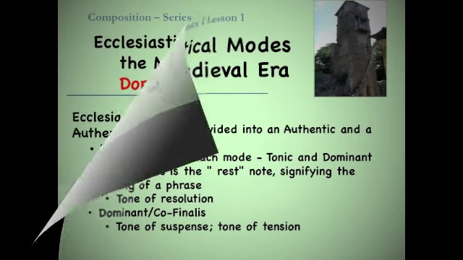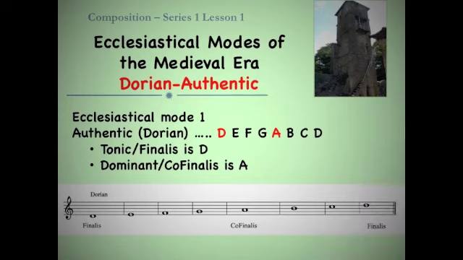So let's get to the modes. The very first two modes are the two versions of the Dorian mode. There's the authentic and the plagal version. The notes in the authentic version are D, E, F, G, A, B, C, D, with the tonic being D and the dominant being A.